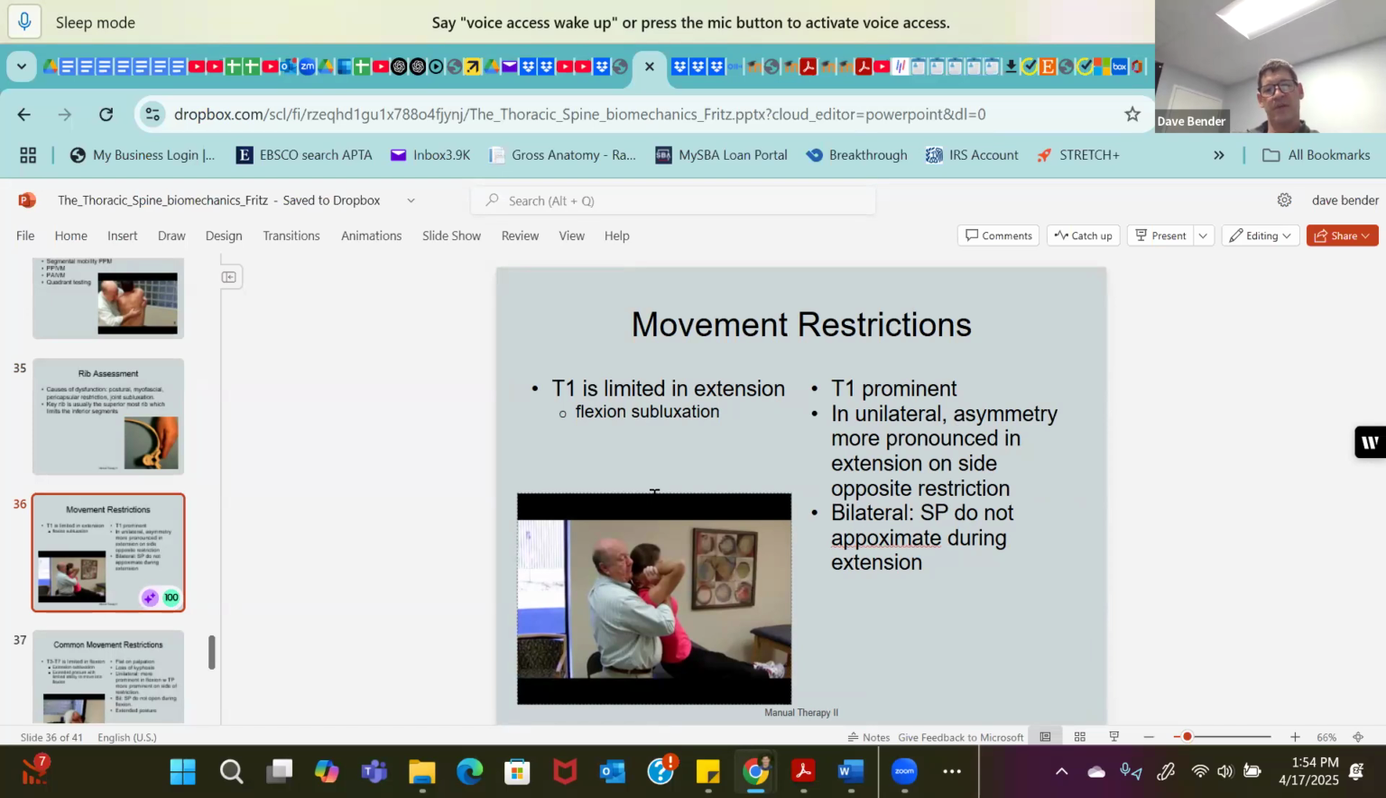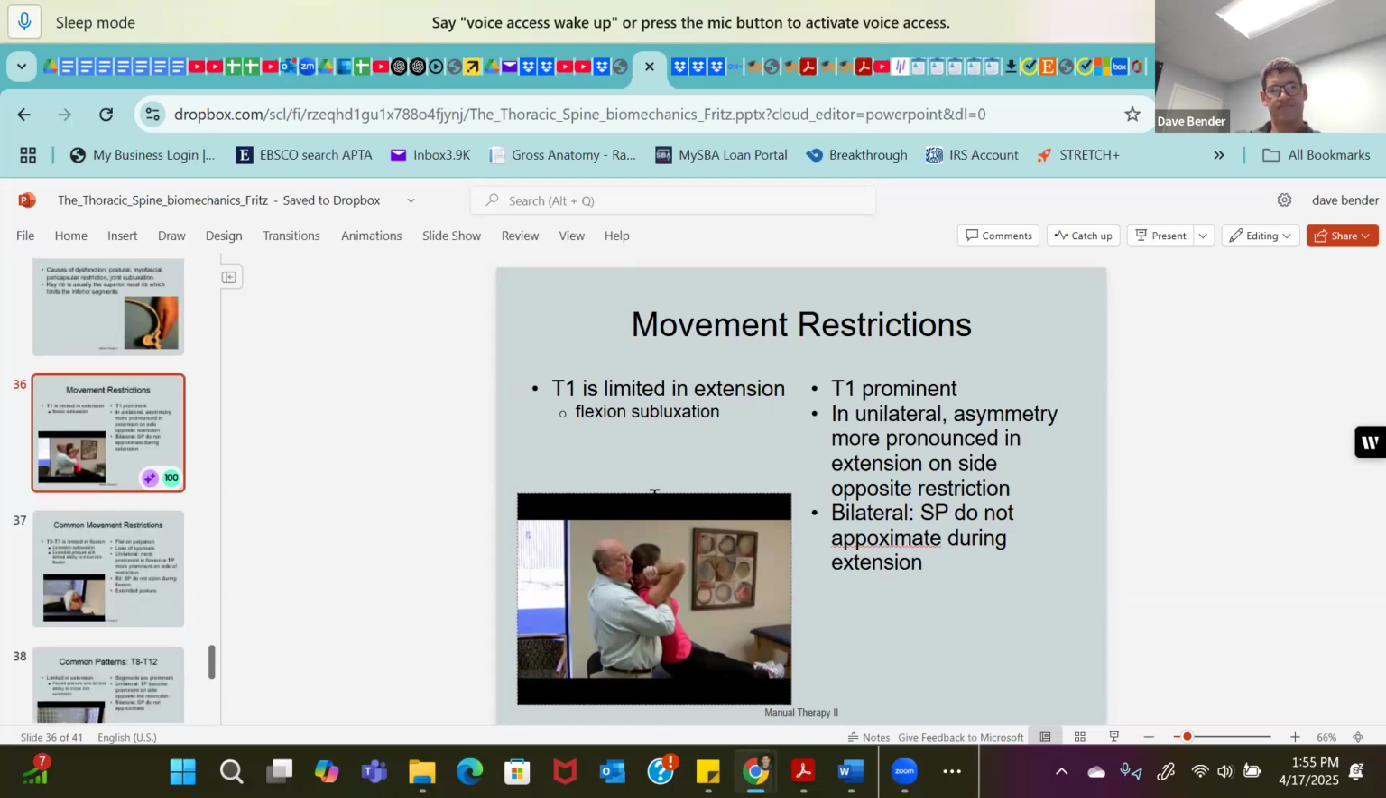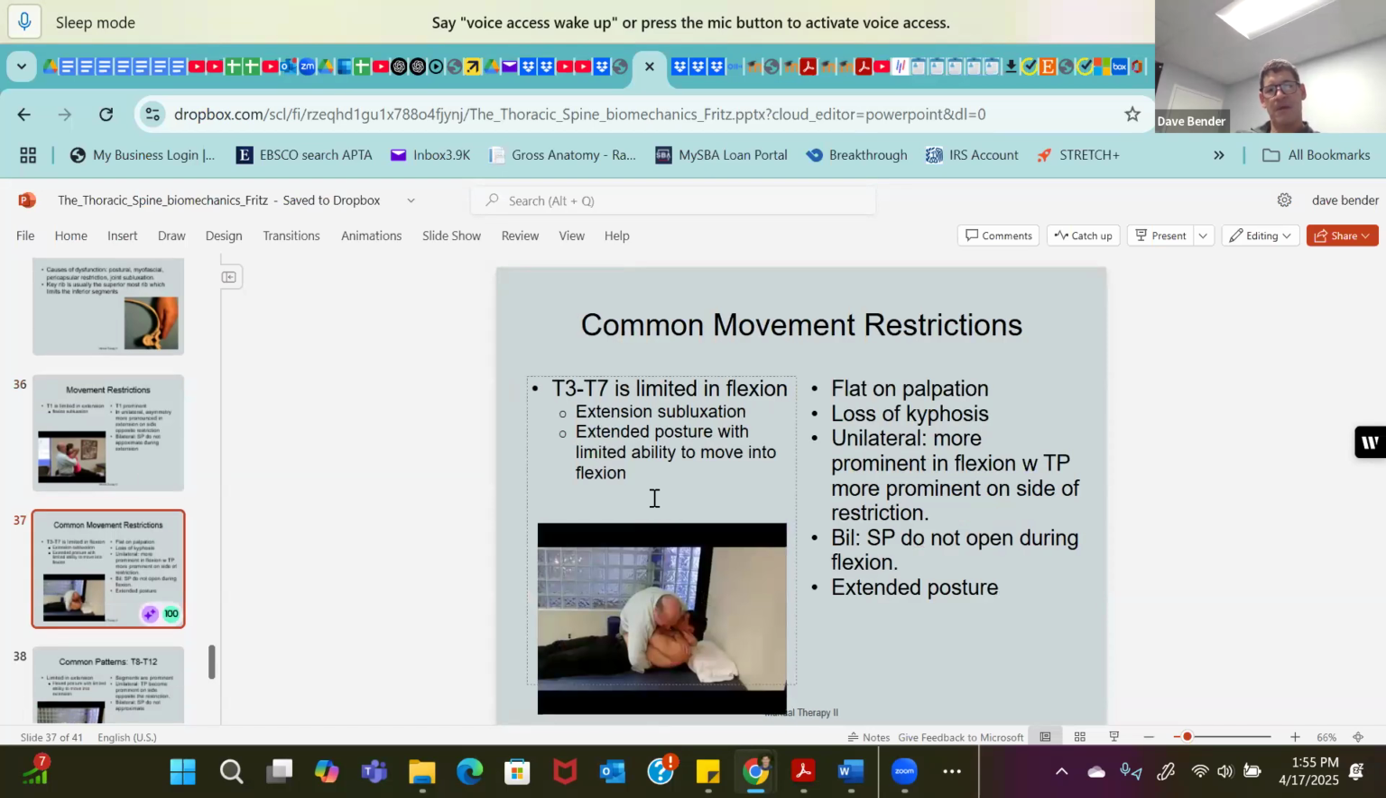And again, movement restrictions, getting back into terminology. If T1 is limited in extension, going into extension, we have a flexion subluxation. In this case, what we'd find is T1 is prominent. The unilateral symmetry is more pronounced on the extension side, the side opposite the restriction. And what we can also palpate here is that the spinous process may not approximate during extension. These are common patterns that you will see in the thoracic spine.